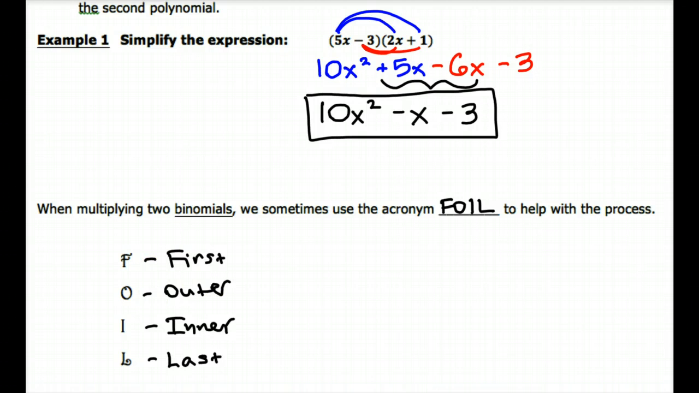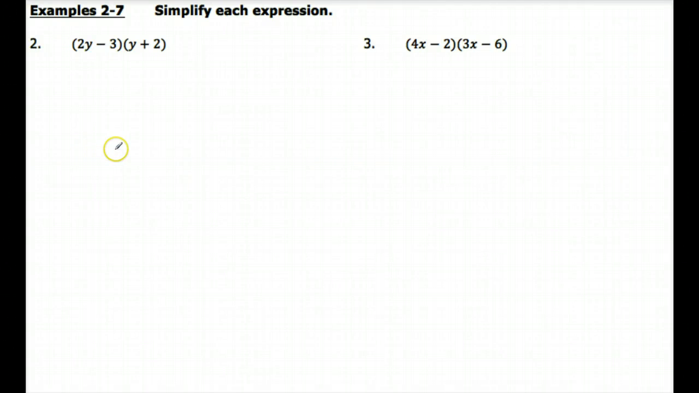So looking at the next couple of examples, we're going to practice this concept a little bit more. This time we have the quantity 2y minus 3 times the quantity y plus 2. So I'm going to start out with my 2y, and I'm going to distribute it to the y first of all. So these are my first terms. 2y times y is 2y squared. And then I'll distribute the 2y to the 2. These are my outer terms. 2y times 2 is positive 4y.